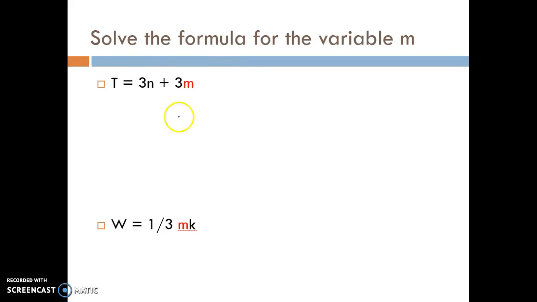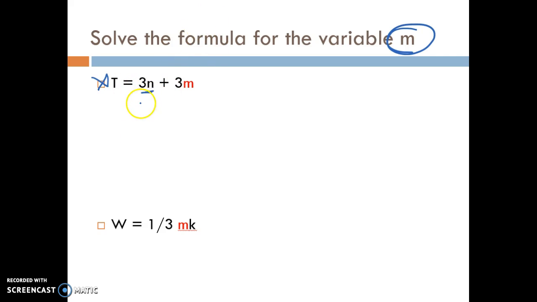The last skill necessary for your computer scored test is to be able to solve formulas for a different variable. In this case, m. Right now, this formula is solved for t. We want to solve for m. How will we do that? Same principles. We want to isolate m all by itself.